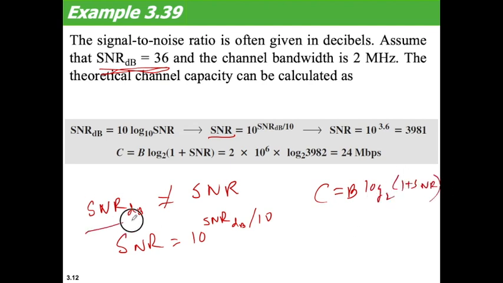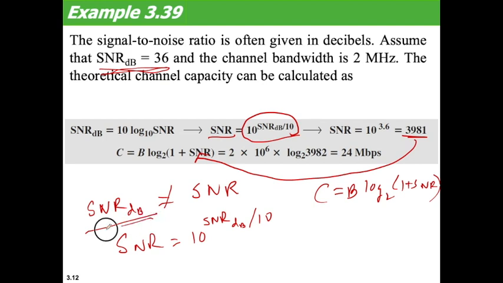So if you are given SNR in decibels, you have to first convert it into SNR using this formula, and then you get the value, and then you will use that value here. Okay, so be careful about this. Signal to noise ratio in decibels is not the same as signal to noise ratio. Okay, fine.